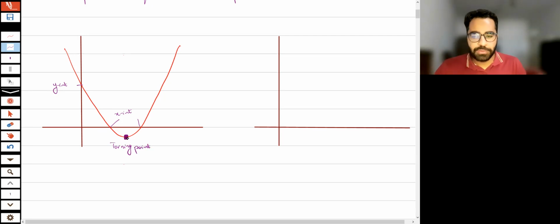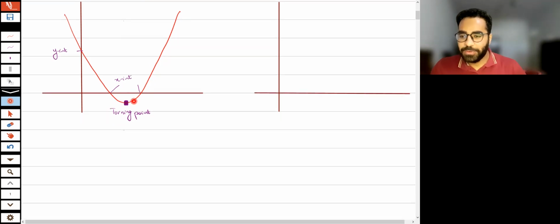Again, the turning point is also that point where the graph changes its gradient. Well, the gradient is 0. Technically it's changing its gradient from negative to positive. We're going to understand that more in differentiation, not over here. So this point over here is known as the turning point. And I just told you that this curve is a minima. So this turning point is known as the minimum turning point.